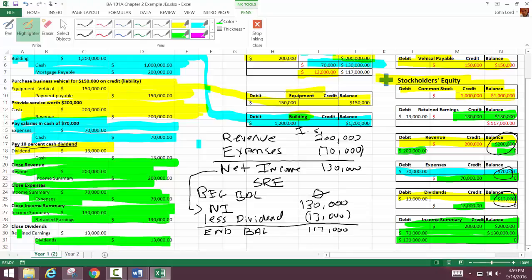And I debit my retained earnings 13,000. I wish I would have written that down here, but that's okay. I'd put the debit and the credit on the same row. I didn't want to do that, but that's okay. When I debit it, this is now 117,000, isn't it? Does my statement of retained earnings look right now?